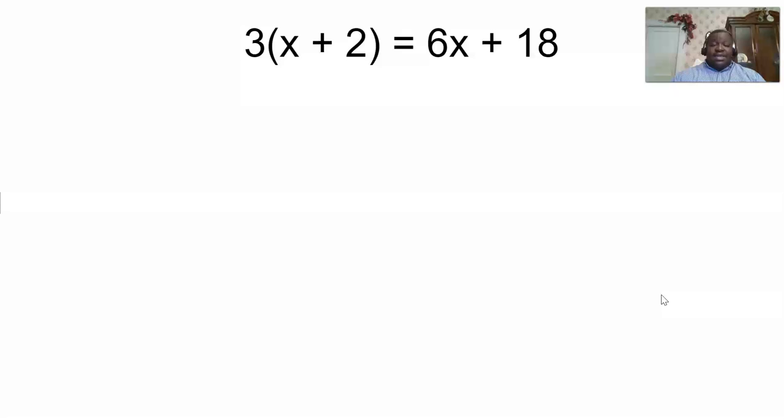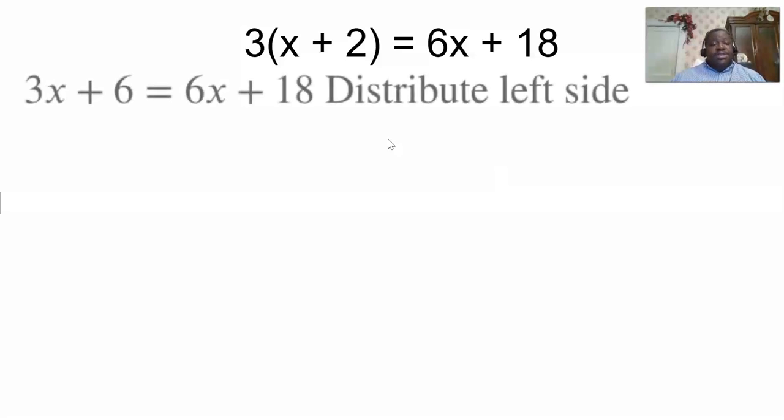Now let's look at our next problem. 3 quantity x + 2 = 6x + 18. The first thing we need to do is eliminate those parentheses, and we're going to do that by the distributive property. So we have 3x + 6 = 6x + 18. We distribute just on the left-hand side because that's where our parentheses were.